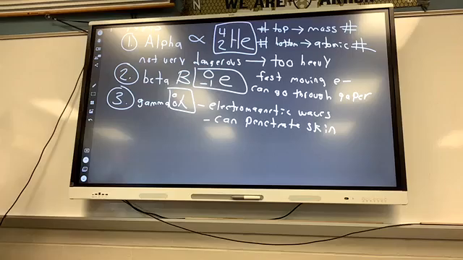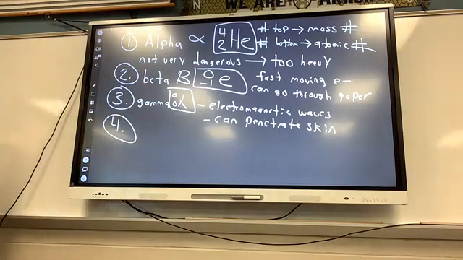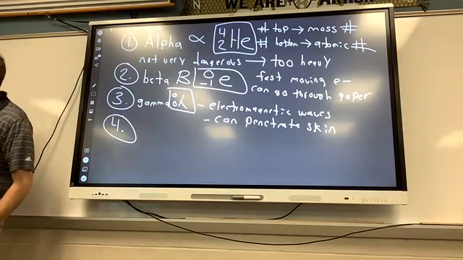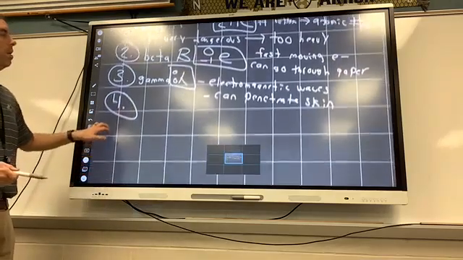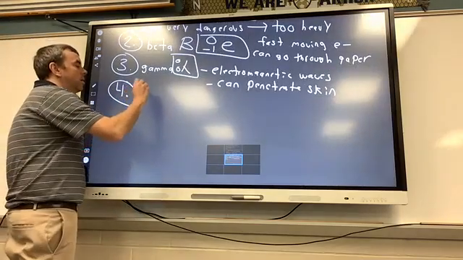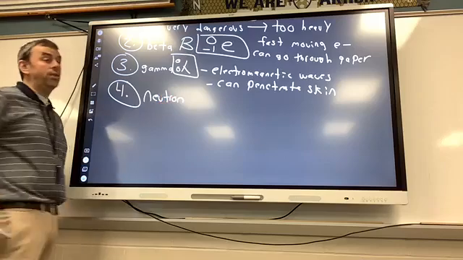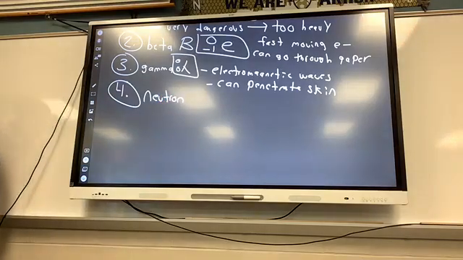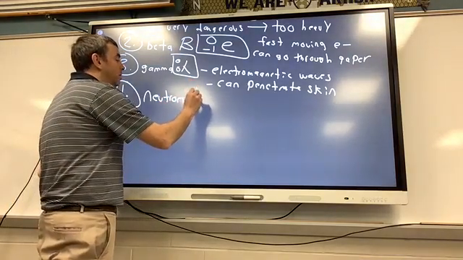So that's gamma. This can penetrate skin, but that is not the most dangerous. The most dangerous. Anybody know? Ted, you seem to know this. No? The most dangerous is neutron radiation. The symbol for this is ¹₀n.